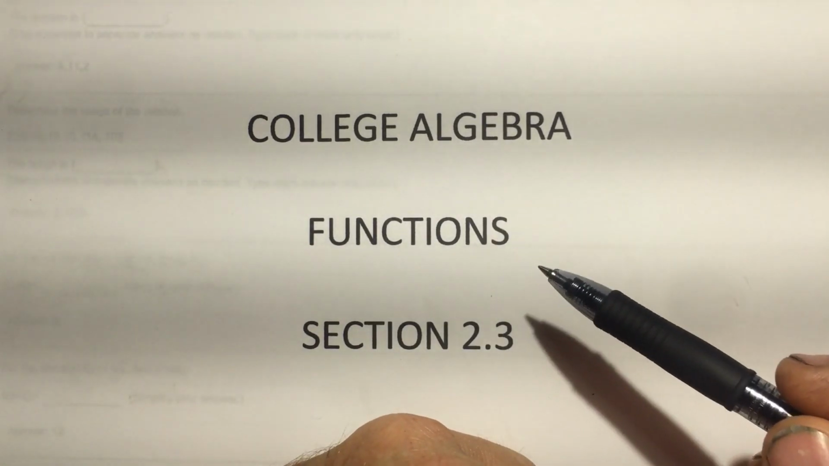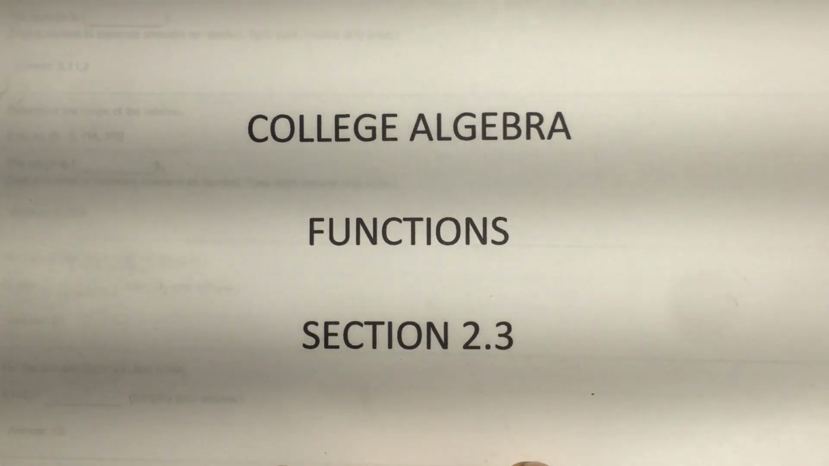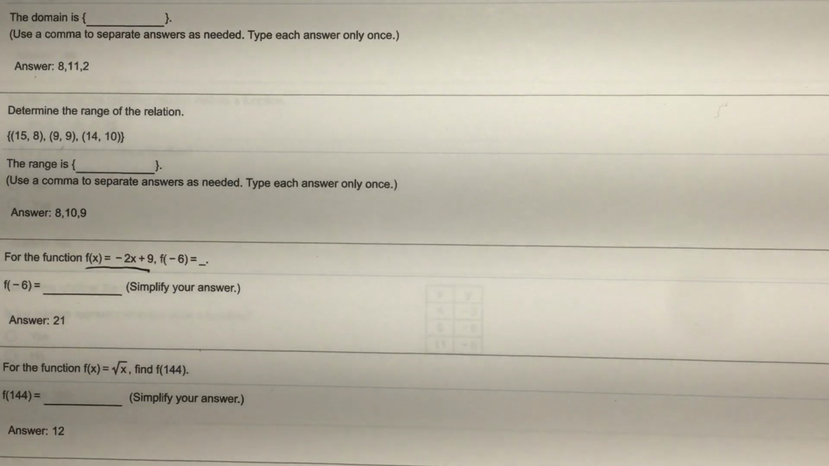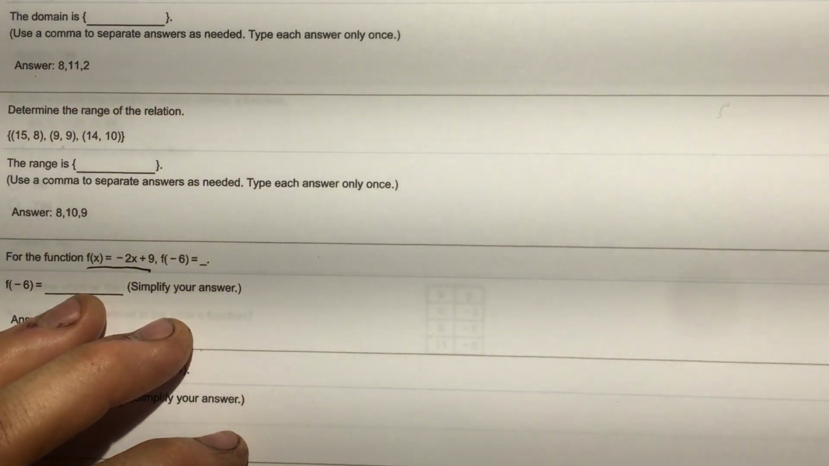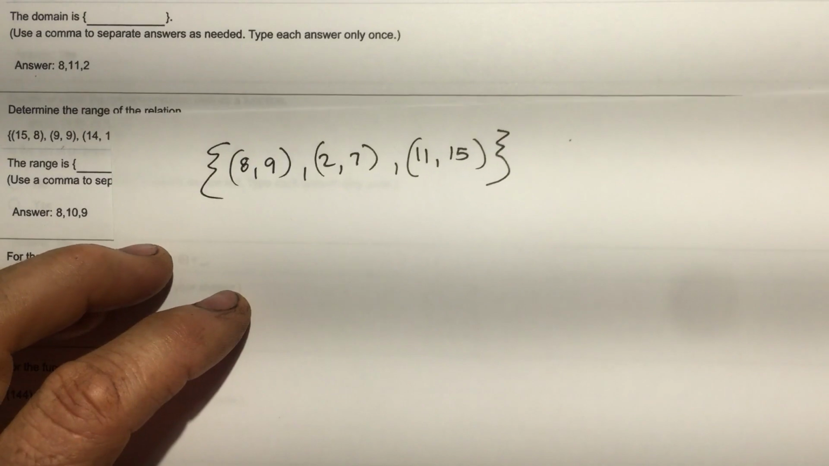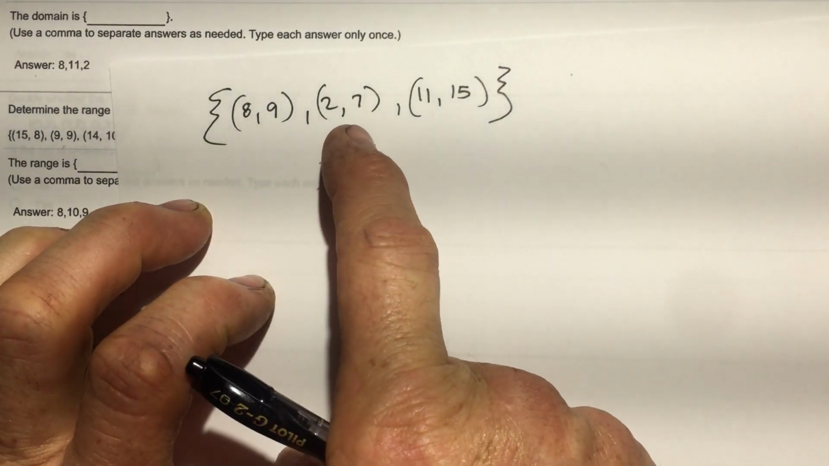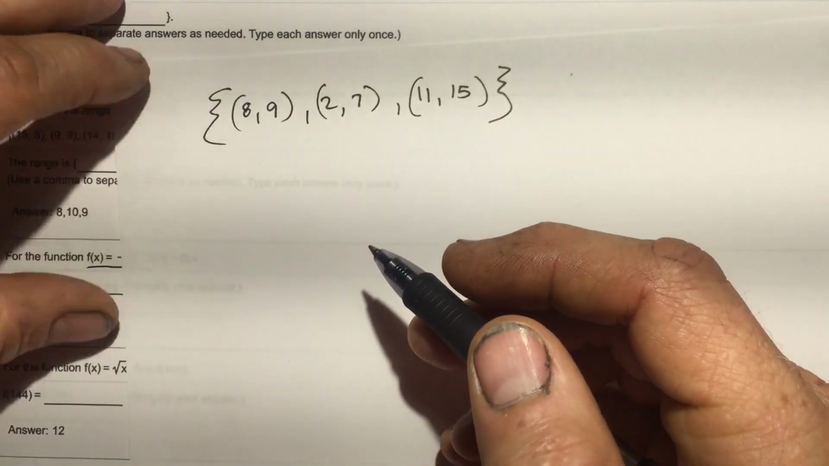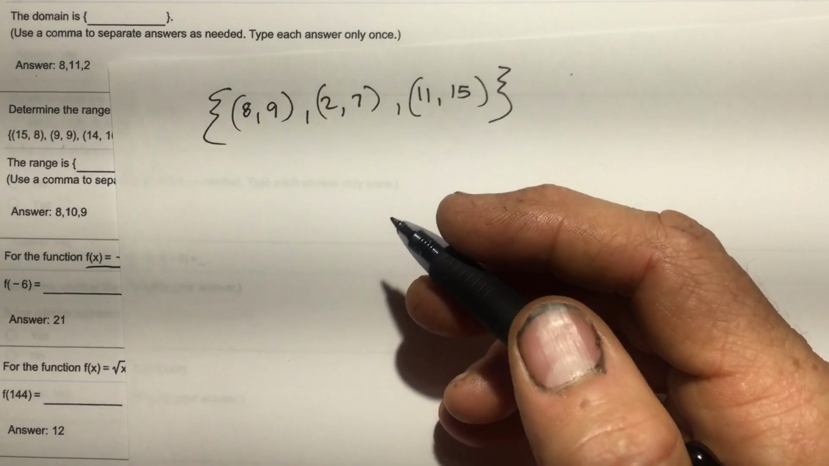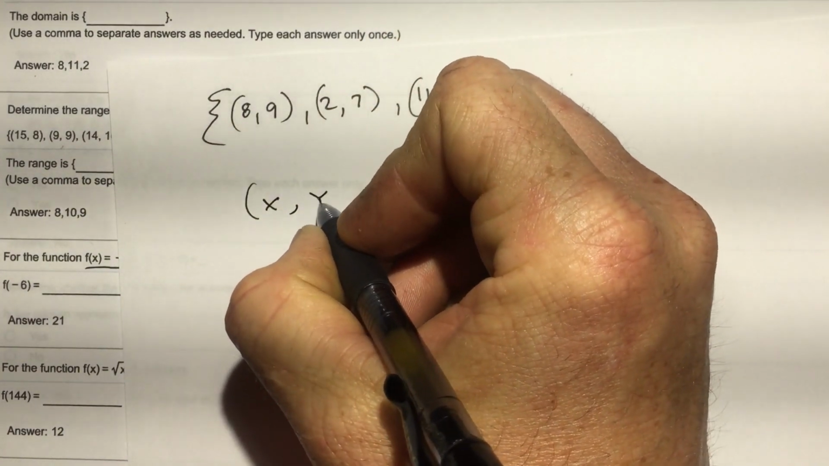All right, college algebra, we're looking at functions today, section 2.3. First of all, let's just look at ordered pairs and relations. Here's a relation right here, and I've already written it down. We've got 8 paired up with 9, we've got 2 paired up with 7, and we have 11 paired up with 15. Okay, now the first numbers are my x's, and my second numbers are my y's.